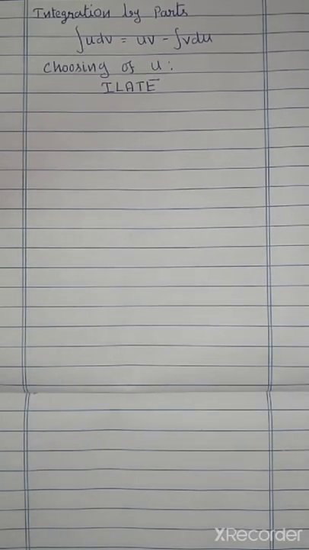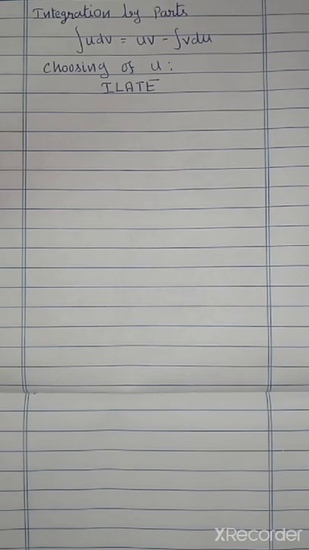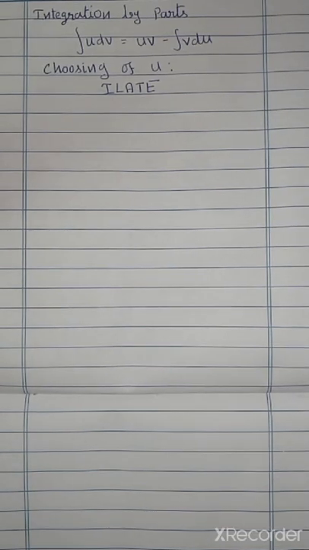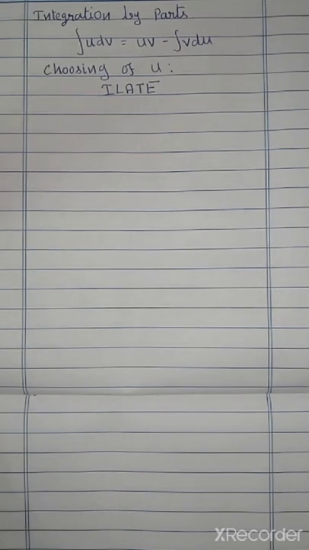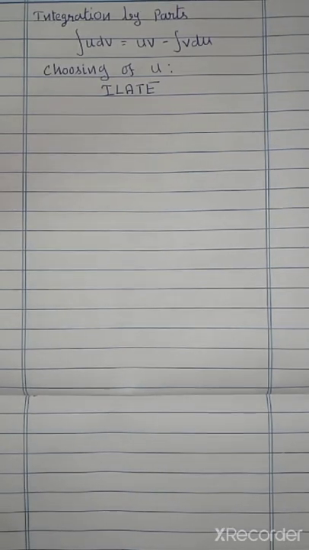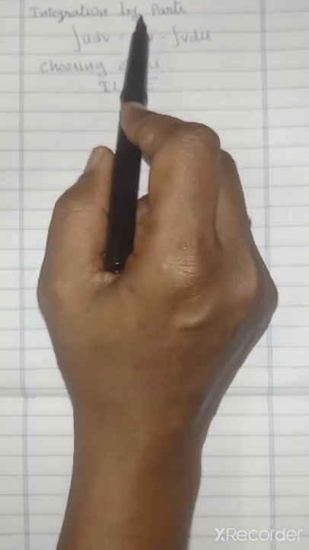When can you use integration by parts? When two functions are in multiplication, then you can use integration by parts. When two functions are in multiplication, we have to differentiate, that is the UV method: UV dash plus VU dash. So in integration, if two functions are in multiplication, then you have to use integration by parts.